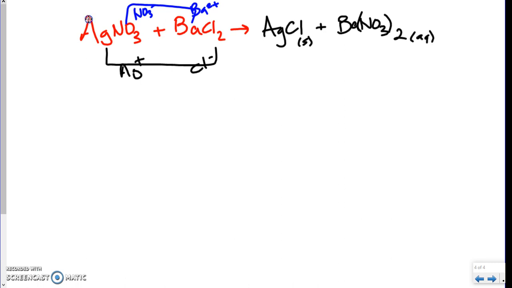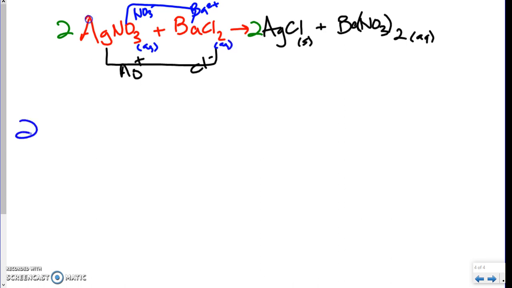Okay. Oh, we didn't balance it. Let's back up here. Got a little ahead of ourselves. Let's balance this thing. I think we're going to need 2 of those and 2 of those. Yeah, that looks pretty good. So now we're going to take everything that's aqueous, which consists of the initial things, the reactants, and then the barium nitrate. We need to separate those out.